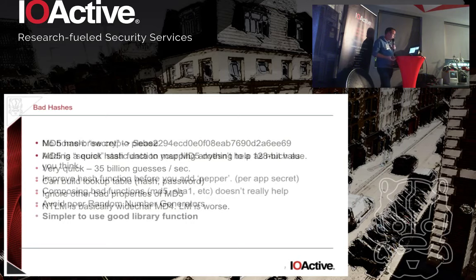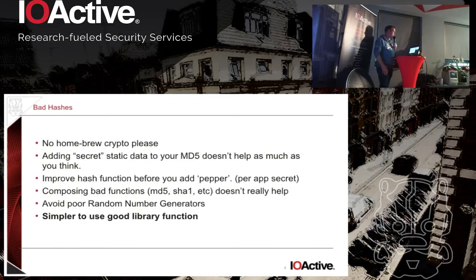Other examples of bad hashing I've seen are people who use something like MD5 or SHA-1 and just add some secret static data to it before they compute the hash, which is fine as long as your secret does stay secret, which it doesn't tend to. You can add a thing called a pepper, which is a per application secret. I've seen other people who compose SHA-1 and MD5. None of these really help strengthen the thing, and now we've got good library functions to do this. Even in languages like PHP, there's no excuse to roll your own. It's probably not going to work.